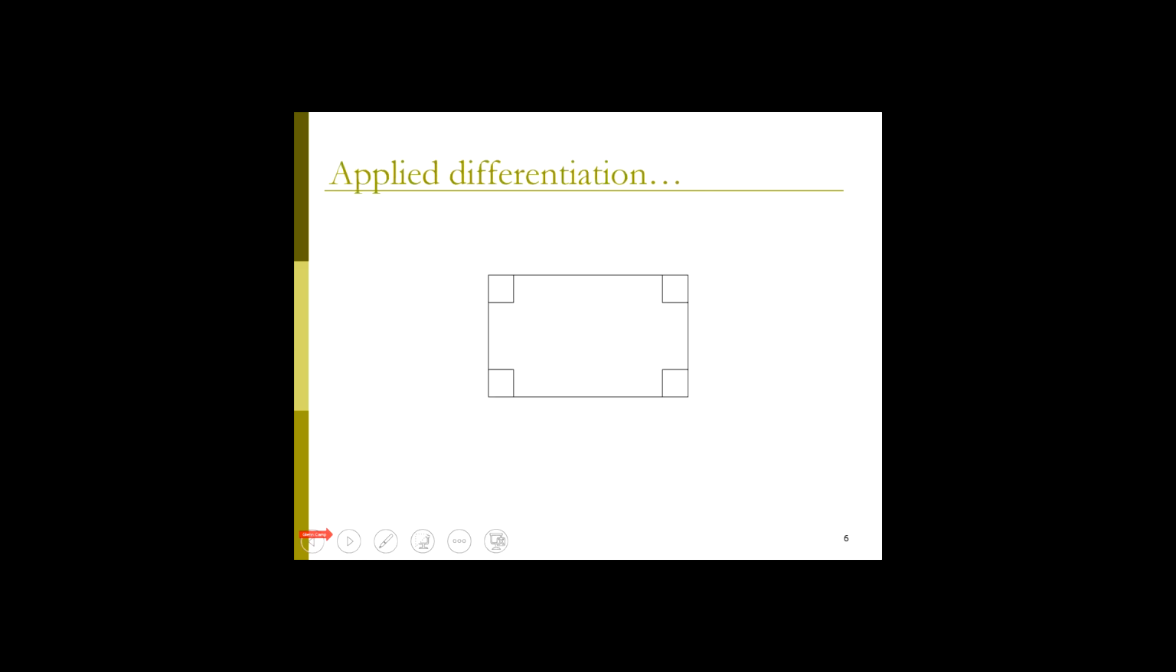So we'll now look at an applied differentiation example. In this example, we have a rectangular sheet of metal with 4 squares of size x squared cut out of each corner. So the idea is we're going to cut squares out of each corner of dimensions x squared, and then we're going to fold up the 4 sides to make a container. The question is, what value of x, what length must x be if we are to get maximum volume?